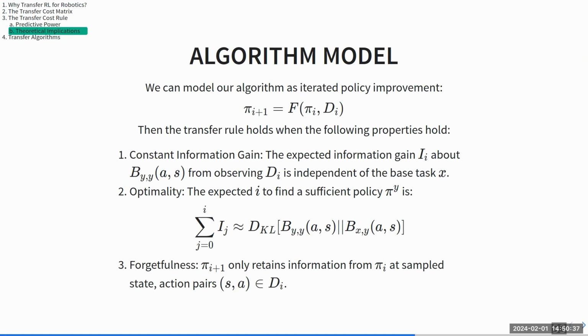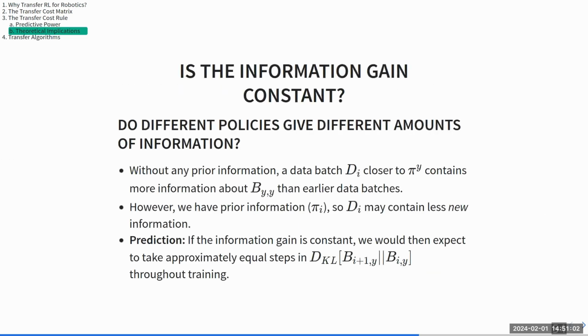Can you give us a little intuition why it is that the expected information gain is independent of the base counts? Thanks. Right, so what I'm saying is, if these conditions are true, then the transfer cost rule would predict the expected cost. So we're just saying, okay, if we assume these rules, then we get the transfer cost rule. So why would the information gain be constant?